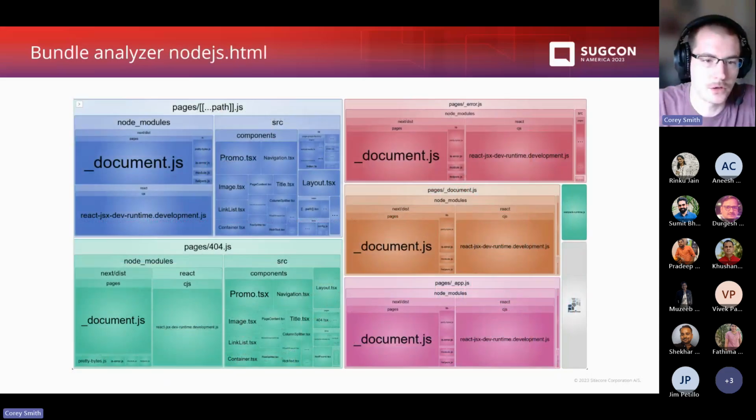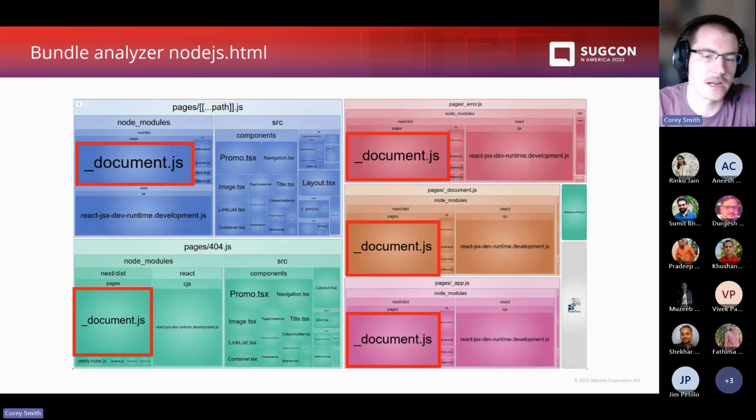The server-side bundle looks quite a bit different than the client-side bundle because there are things that are included on the server that are not included in the client-side bundles and vice versa. For example, you can see this _document.js is included in every one of the chunks on the server, but that wasn't on any of the browser chunks. And that's because _document.js is only executed on the server, so it doesn't get included in the browser.